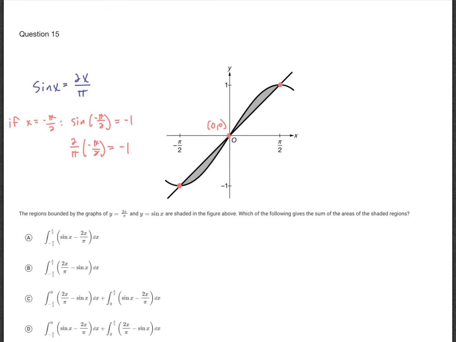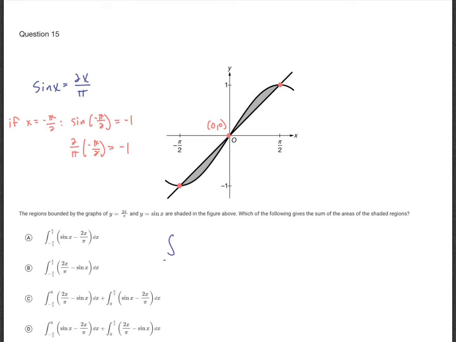So that's a point. And the same thing, if x is pi over 2, sine of pi over 2 is 1, and if this x is pi over 2, the 2 and the pi's cancel to be 1 also. Okay, so it looked like they intersected at negative pi over 2 and pi over 2, and we confirmed it, so those will be part of our limits. Okay, and that's really the hard part, so now we can kind of start setting up our integral.